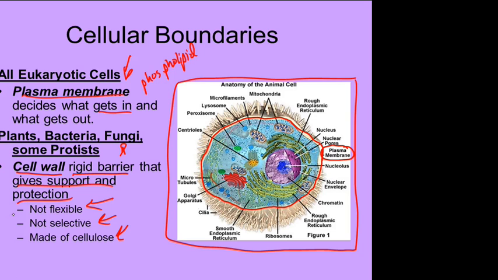Cell wall is the outer wall of the cell. Right, what is it made out of? Read off the screen. Correct, it's made of cellulose, which is the same thing that plants use for their structure. Right, so it's not flexible, it's a hard shell of sorts. It lets everything in.